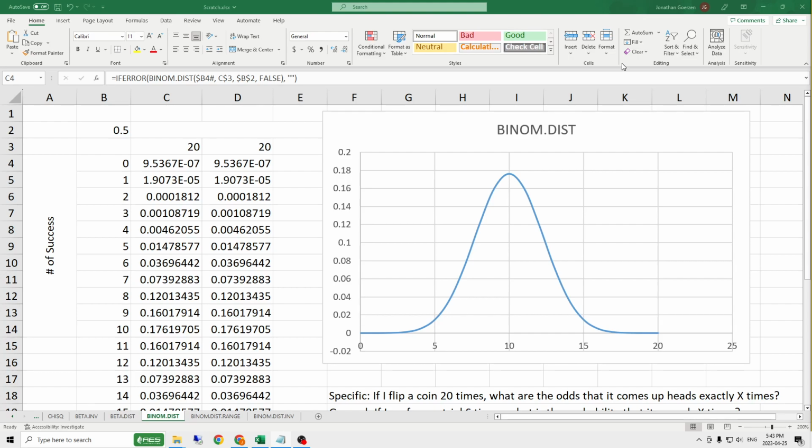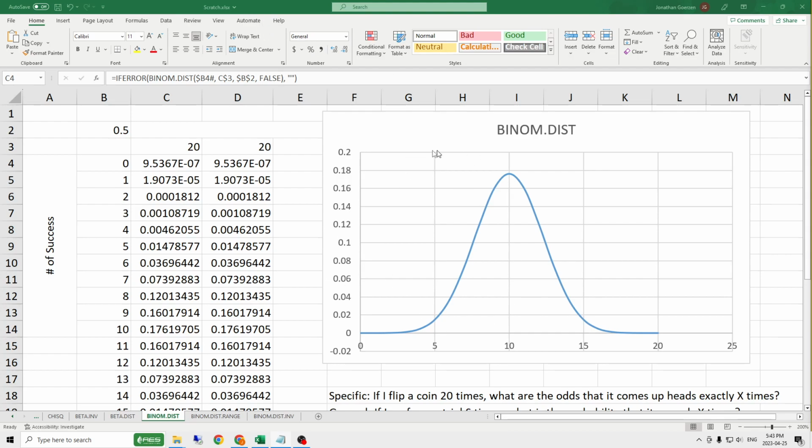This is the video encyclopedia entry for the BINOM.DIST function, or the binomial distribution function. This is the modern version of this function. There is a compatibility version, BINOM.DIST, which does exactly the same thing and seems to have the same limitations, but this is the newer one, so it's probably the one that you should use. It's definitely the one that I am going to use.